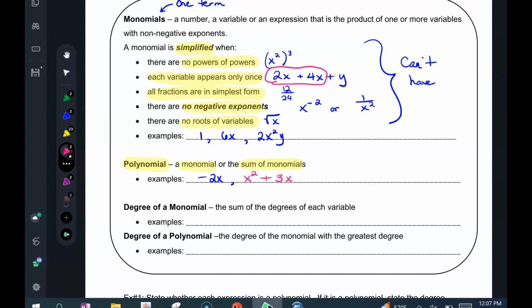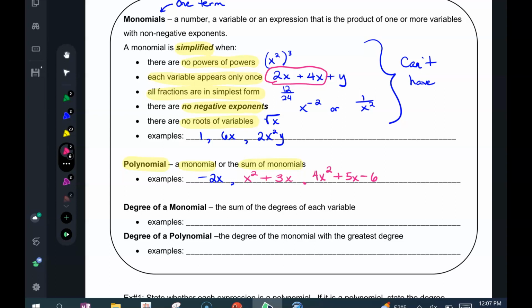A polynomial, so this is a monomial. This would be a binomial because there are 2 terms. We could have a trinomial, which has 3 terms. So you could have 4x squared plus 5x minus 6. I have three things separated by a plus and a minus sign. Does that make sense a little more?